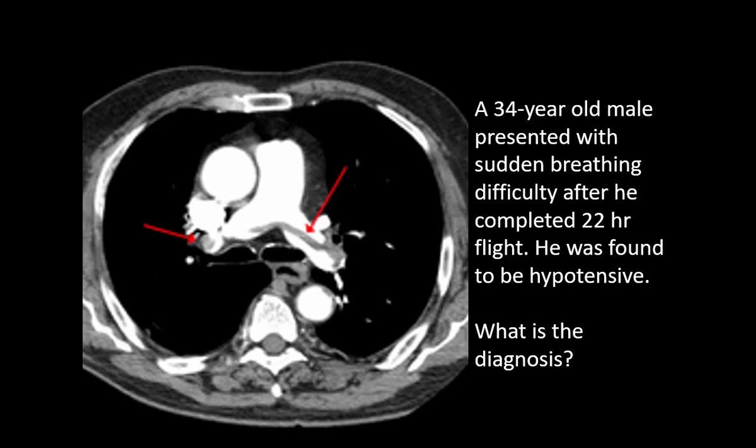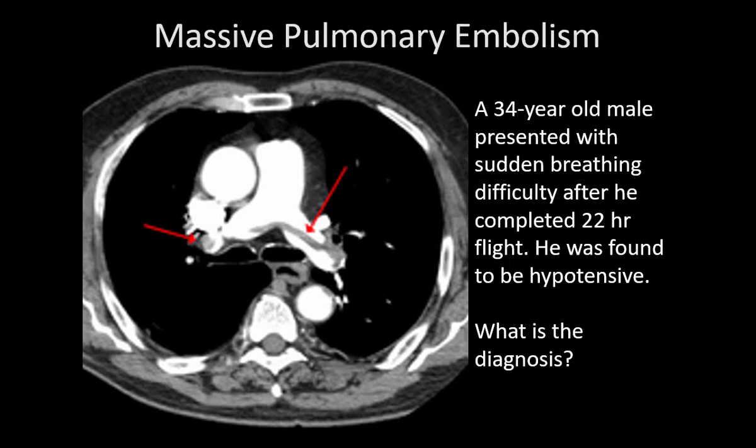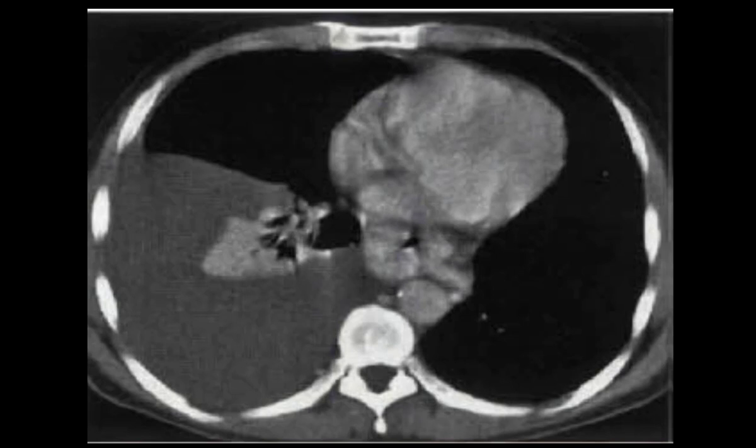A 35-year-old male presented with sudden breathing difficulty after he completed a 22-hour flight. He was found to be hypotensive. What is the diagnosis? Yeah, you can see filling defects in both the pulmonary trunk. So this is pulmonary embolism with hemodynamic instability. The management, thrombolysis. What do you see here?